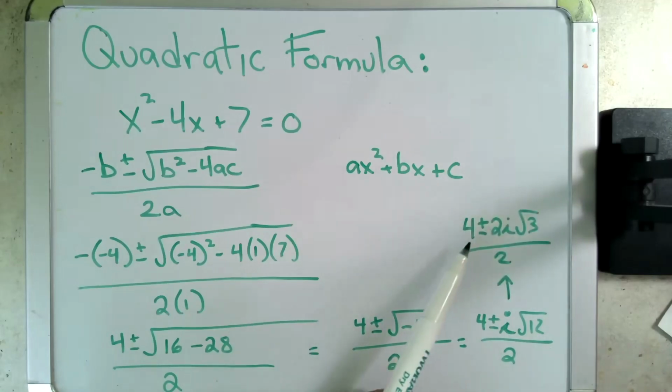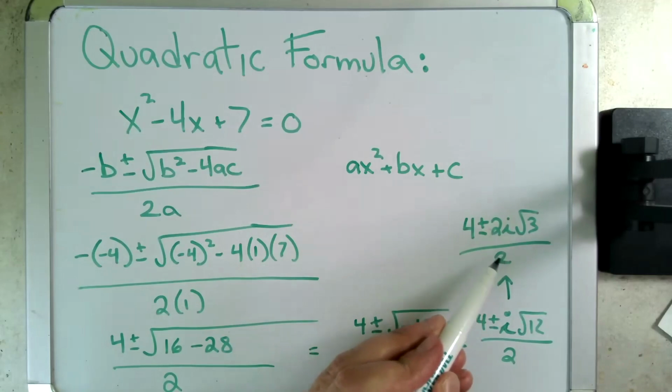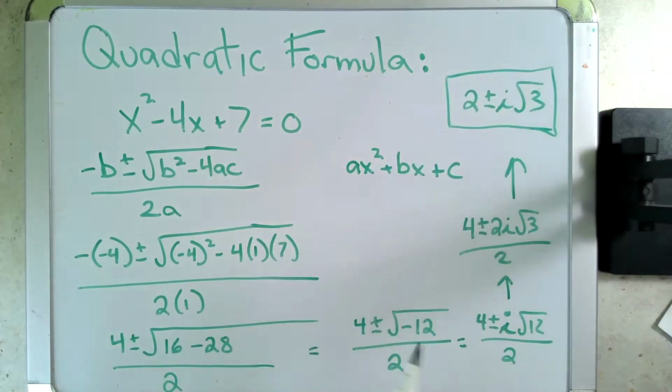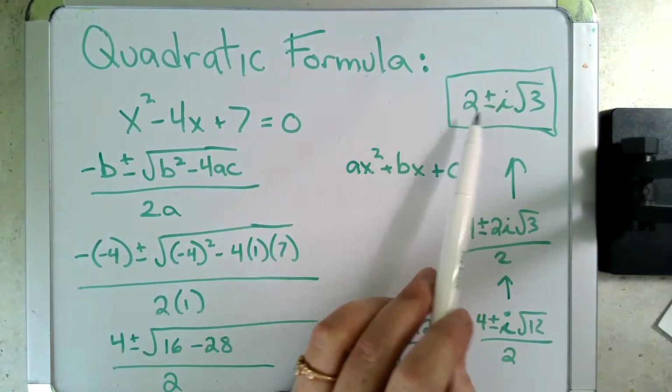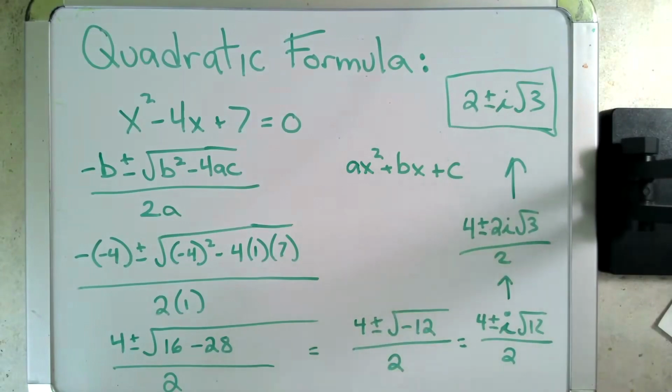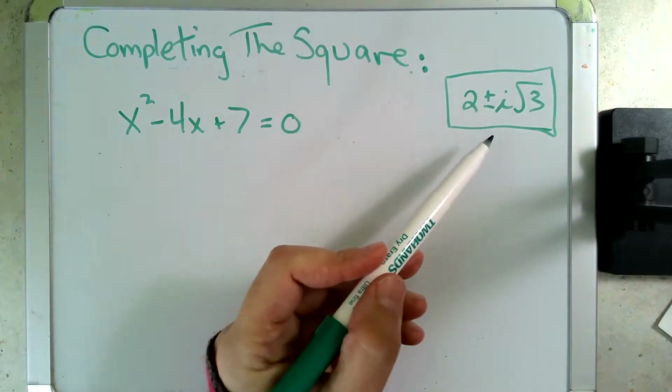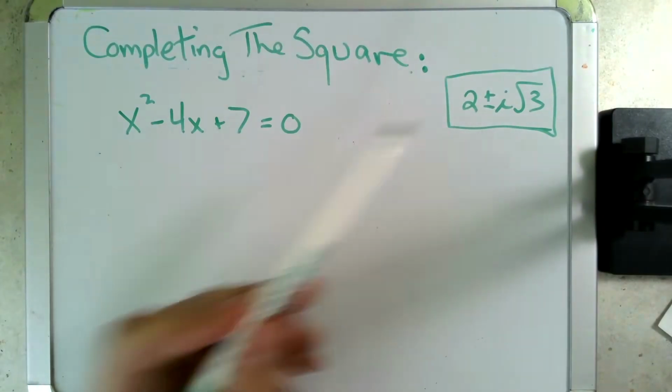And 4 plus or minus 2i root 3 all over 2 means I divide the 2 into each of the terms being added and subtracted. And my answer using the quadratic formula is 2 plus or minus i root 3. Let's take a look at this same problem using completing the square to get us there. I'm leaving the answer we got so that you can see when we get to the same place.